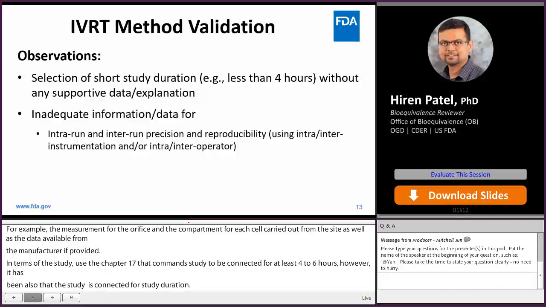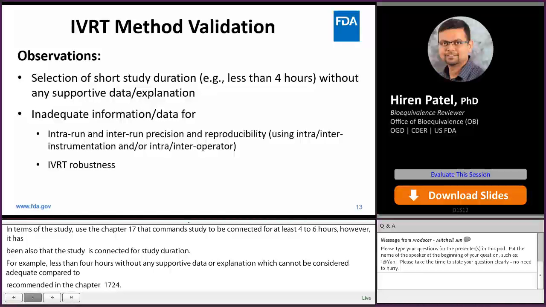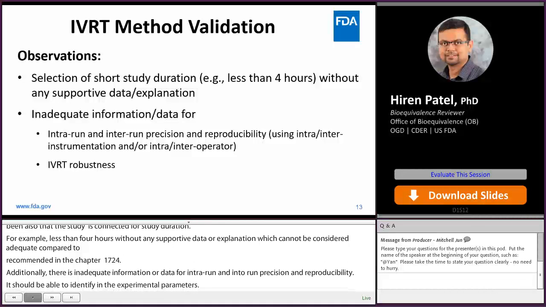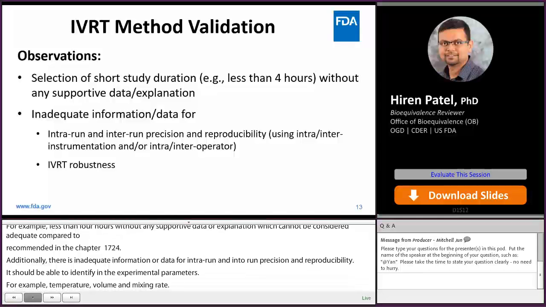Additionally, there is inadequate information or data for intra- and inter-run precision and reproducibility. If an IVRT method is robust, it should be able to show that minor variations in the experimental parameters or setup, for example temperature, dose volume, receptor solution, and mixing rate, do not significantly impact the release rate of the drug. In that context, it is noted that the data are either inadequate or lacking this information.